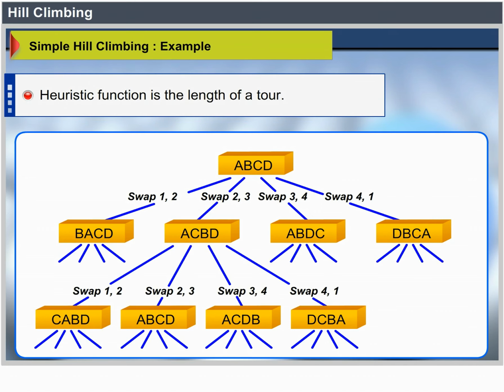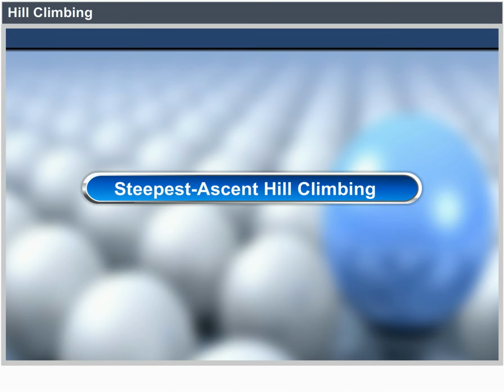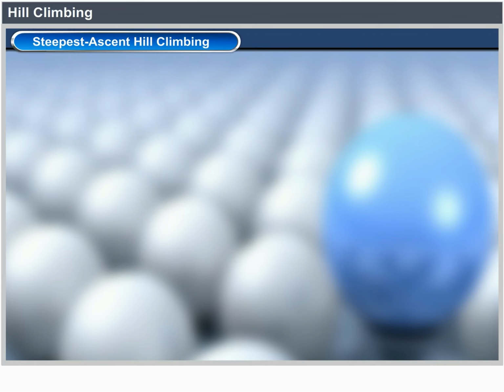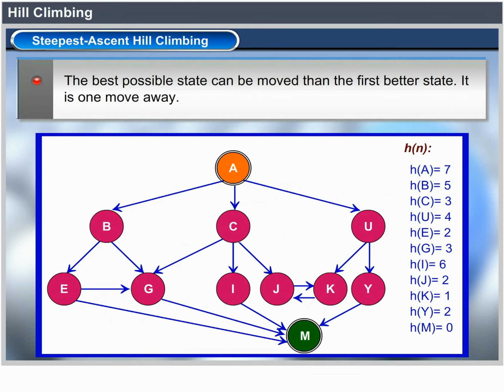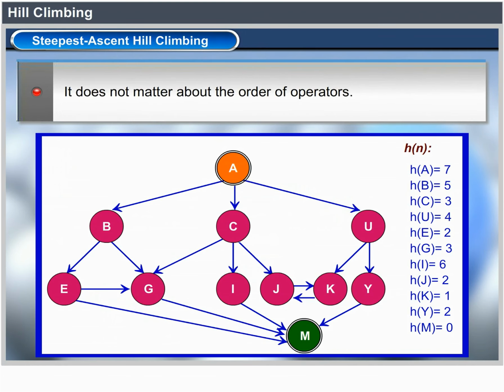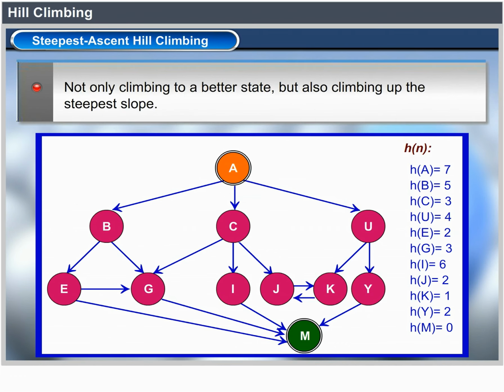Steepest ascent hill climbing. The best possible state is chosen, rather than the first better state. It is one move away. It does not matter about the order of operators. Not only climbing to a better state, but also climbing up the steepest slope.